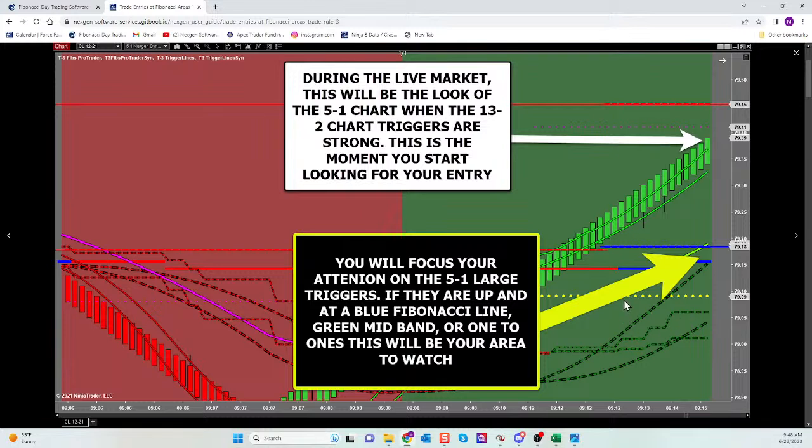Everything says up. Things that I'm noticing, my smalls are above the large. That odds favorable momentum is universal. This is a great look. This builds confidence. My large triggers are wide. They're angled in the direction of the trend.